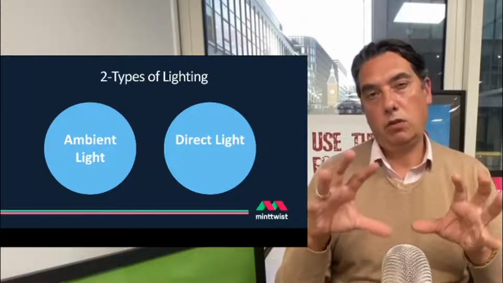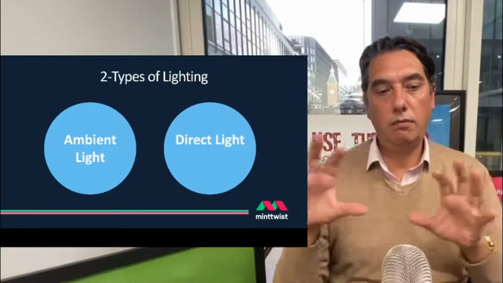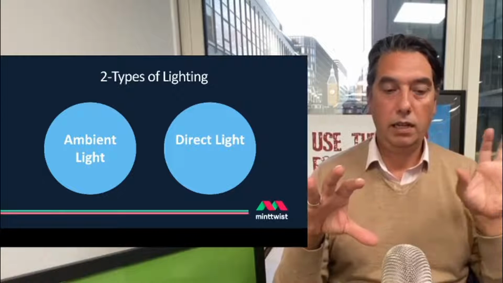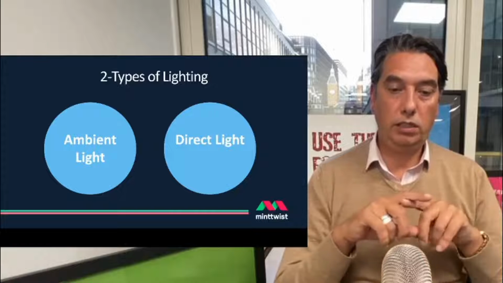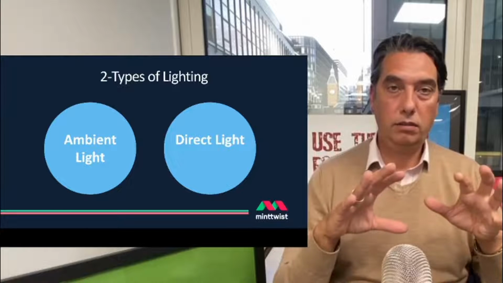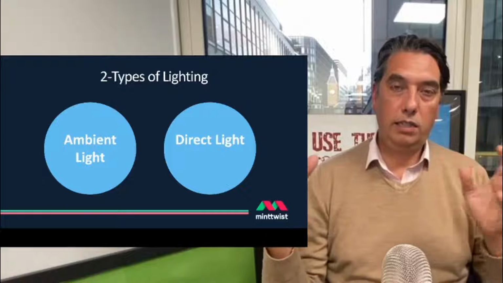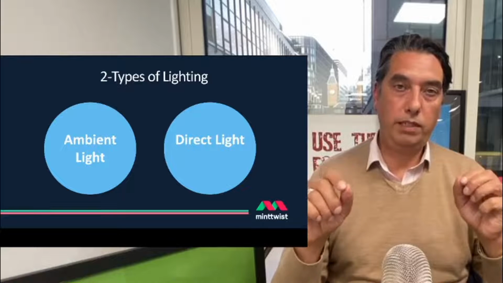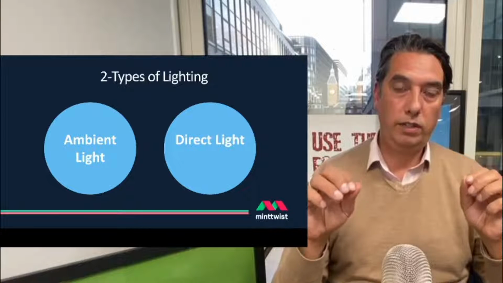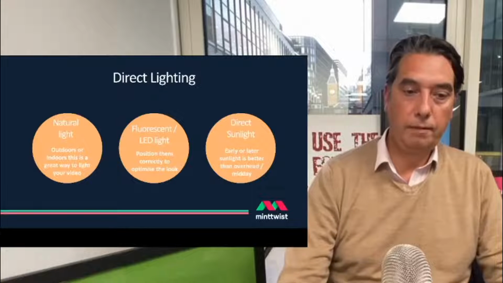So recording tips, let's talk about lighting first. There are two types of lighting, broadly speaking. There's ambient light, which is just the light around, and then there's direct light. So this is some form of light source that we've set up specifically to record that video. So studio lighting, if you like.